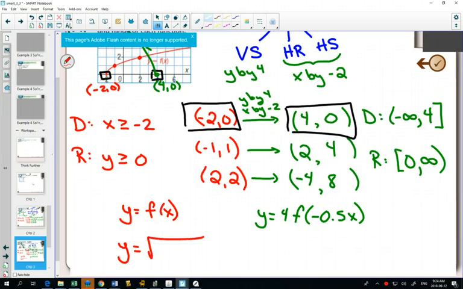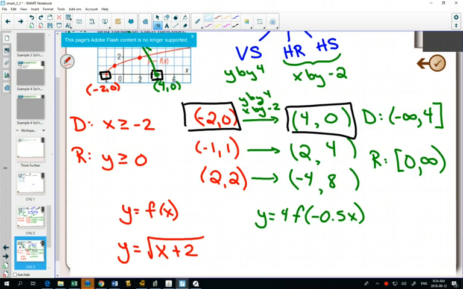I don't have my square root sign. It would be inside. Oh, so it's not 2 to the right, it's 2 to the left. Okay? To move 2 to the left, would it be +2 or -2? +2. So are you okay with that being our explicit equation for the red graph?